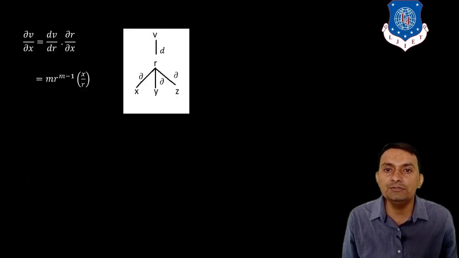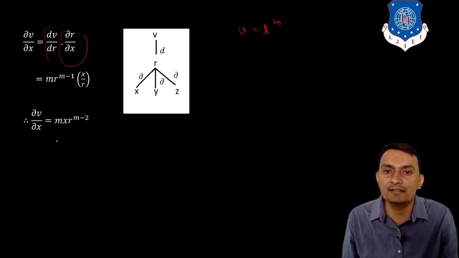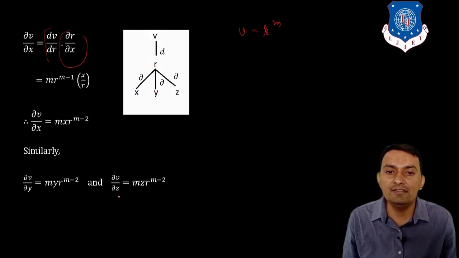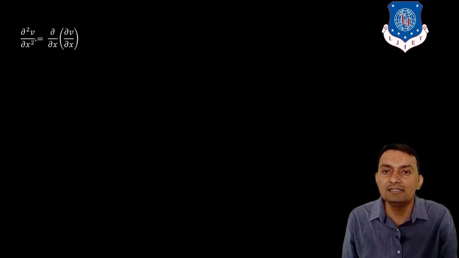So whenever you consider del v by del x, it is dv by dr into dr by dx. But v is nothing but r raised to m here. So what we can write? m into r raised to m minus 1, and this is multiplied by x divided by r. The same argument we can apply for del v by del y and del v by del z, just with x replaced by y and z. So that gives del v by del x, del v by del y, and del v by del z.